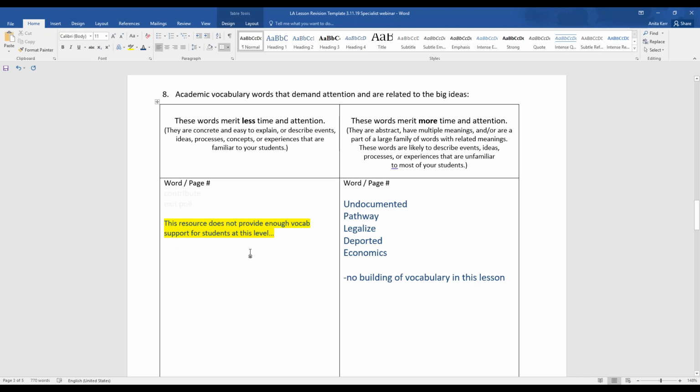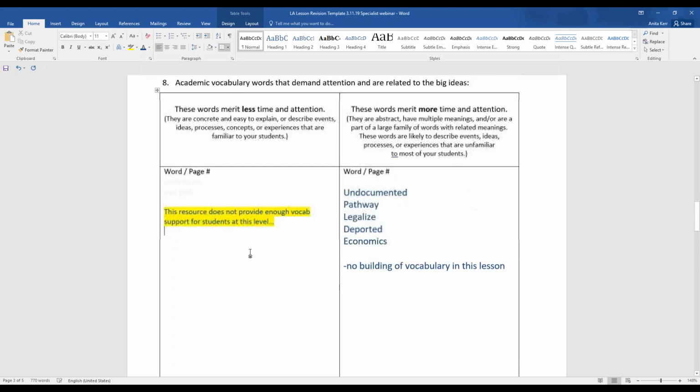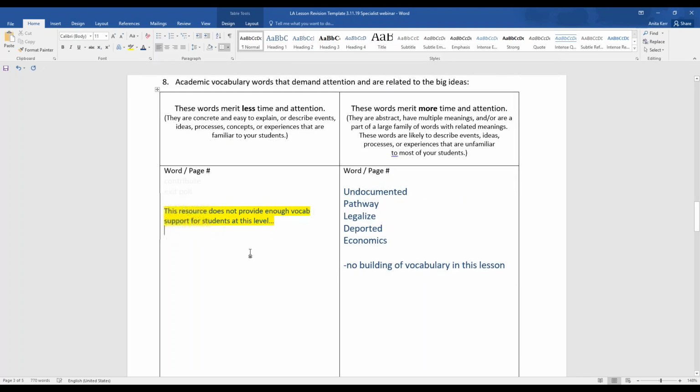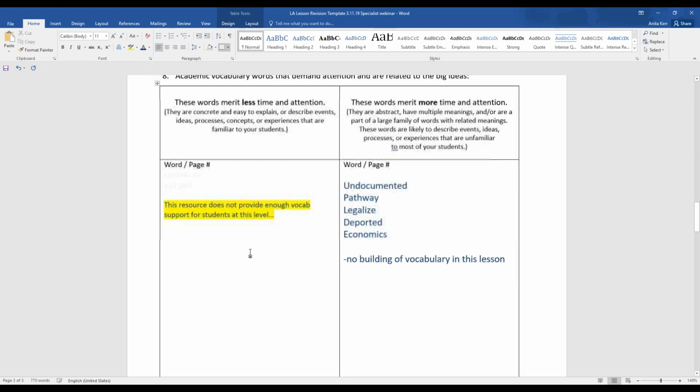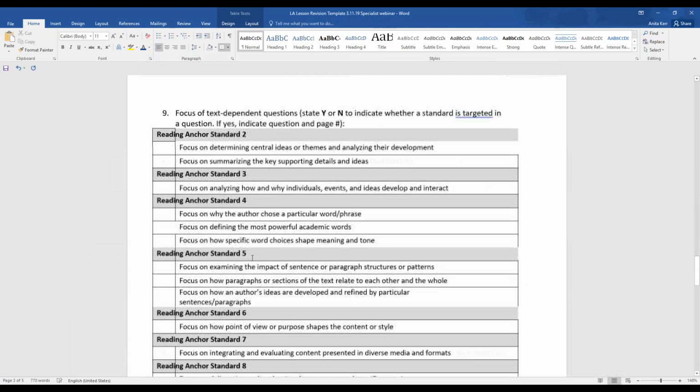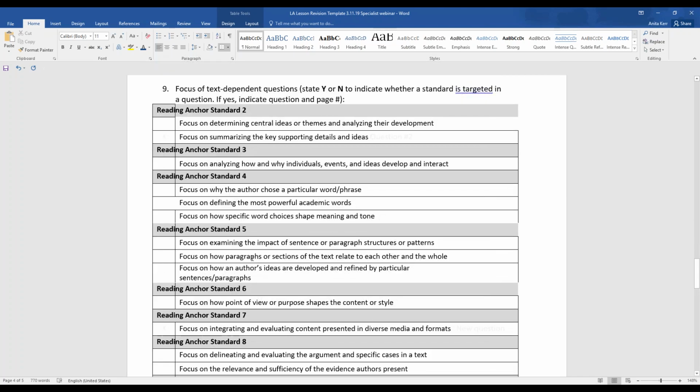And that's just a good thing to note as we move forward. Some resources that your programs use do great vocab support, like fantastic, and then others just don't. And this is one of the just don't resources. So keep that in mind as we move forward here.